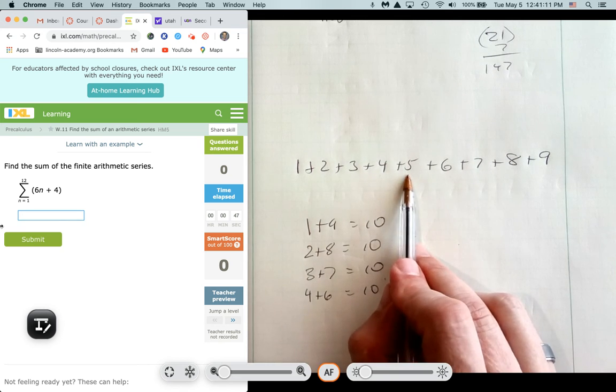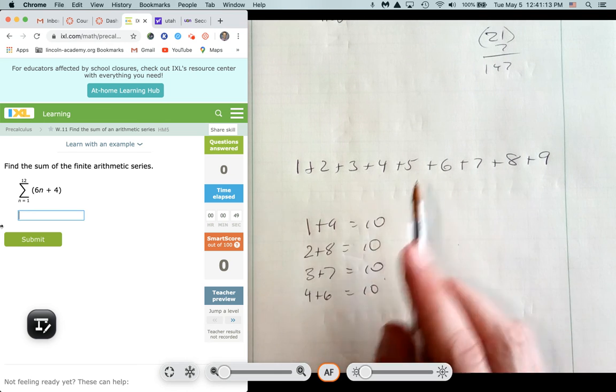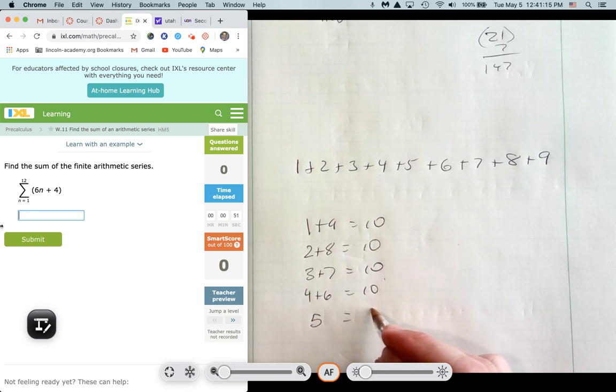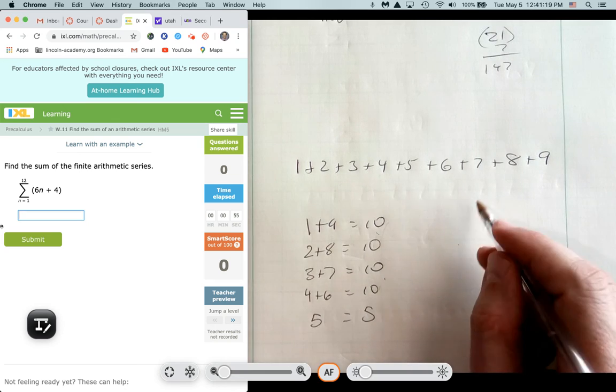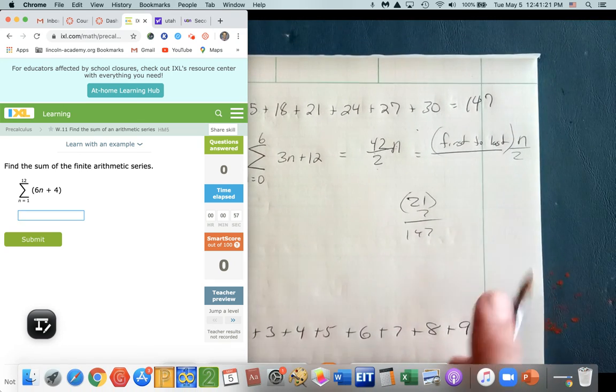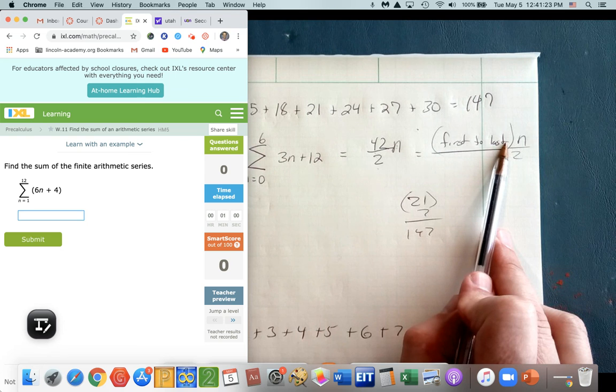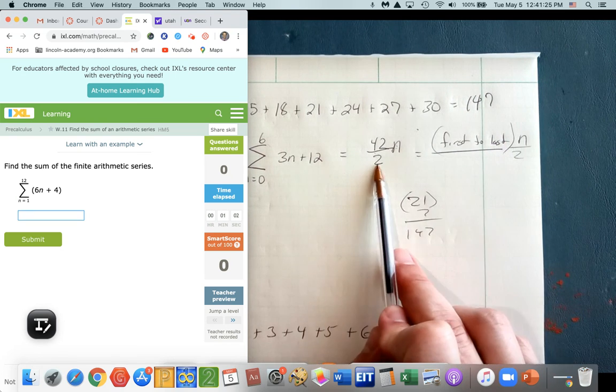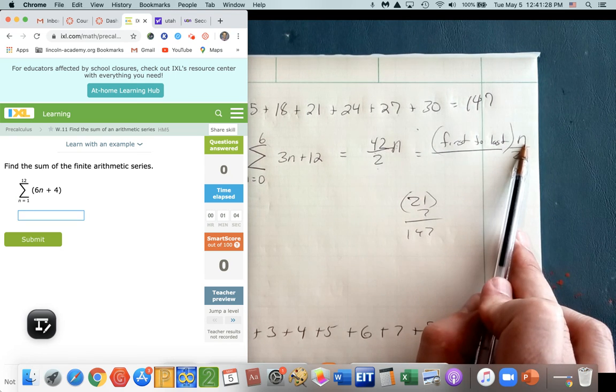If you'll notice, since there was an odd amount of numbers here, I ended up with just a single 5, which, by the way, is half of that 10. So what you can do is, again, if you remember up here, you add the first to the last, you divide by 2 at some point, and then you times by how many terms there are.